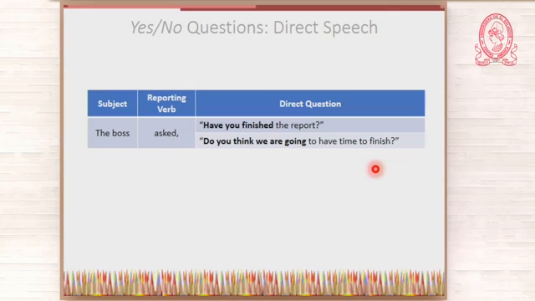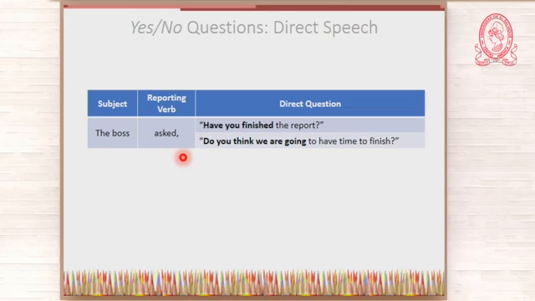We were studying statements. Now we have yes, no questions with direct speech. So the direct question was, have you finished the report? The direct question was, do you think we're going to have time to finish? Now, let us see the whole sentence. The boss asked, have you finished the report?